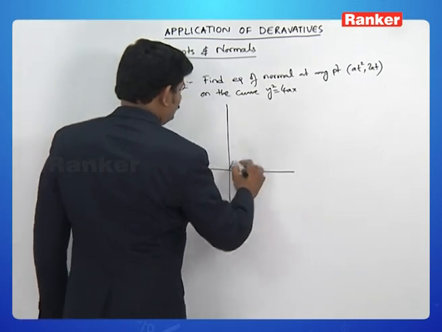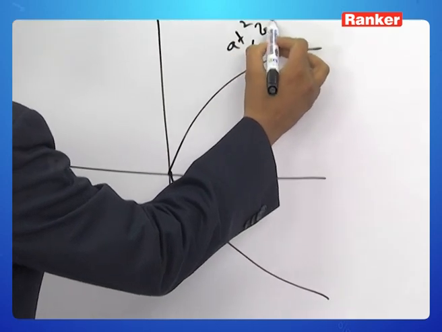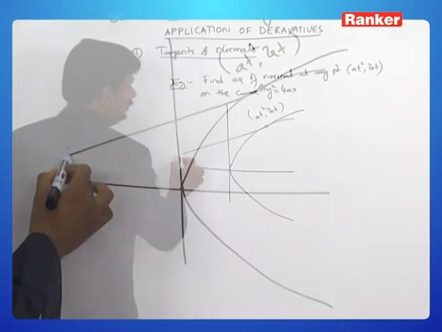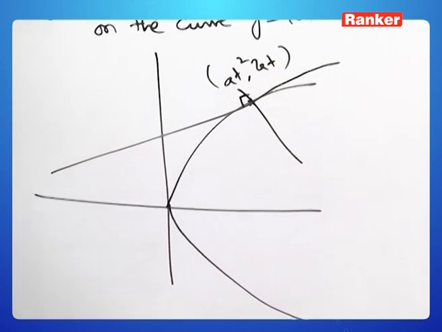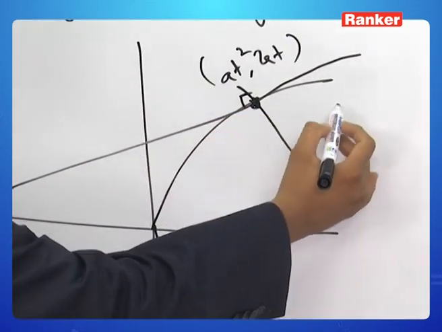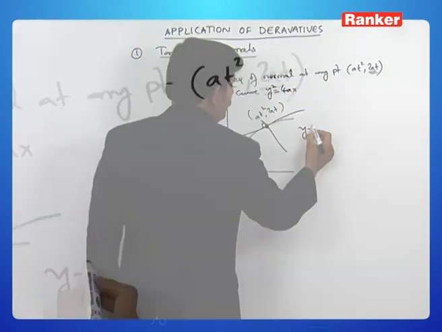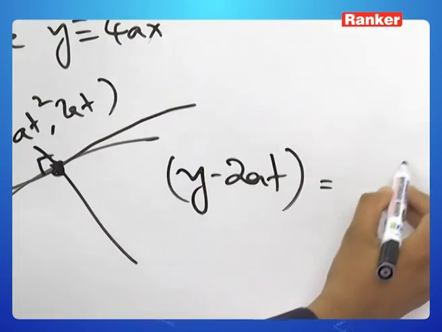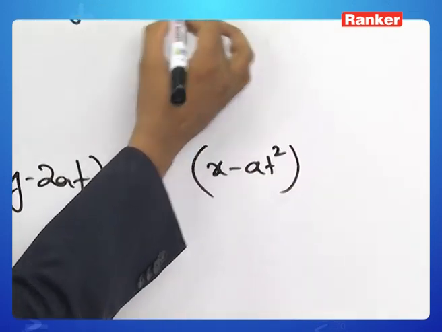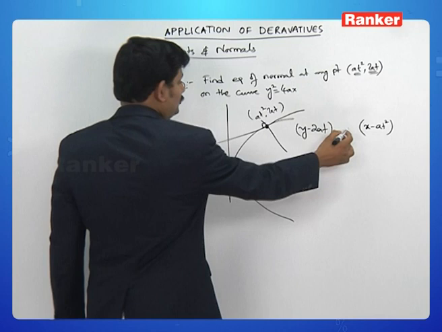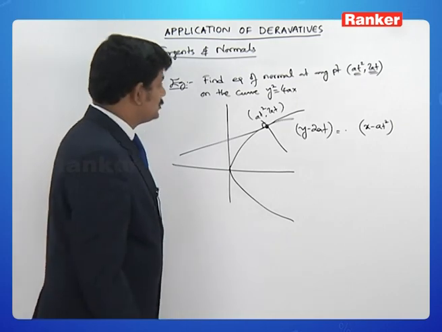Now, we have to find the equation of normal at this particular point. This angle is 90 degrees. Now, the equation of normal is given by y minus y1. The y coordinate at the point is 2at, equal to m into, let us come back to slope, x minus x1, x minus at square. The x coordinate at this point is at square. Now, how to find slope? Slope is given by minus dx by dy, minus 1 by dy by dx.